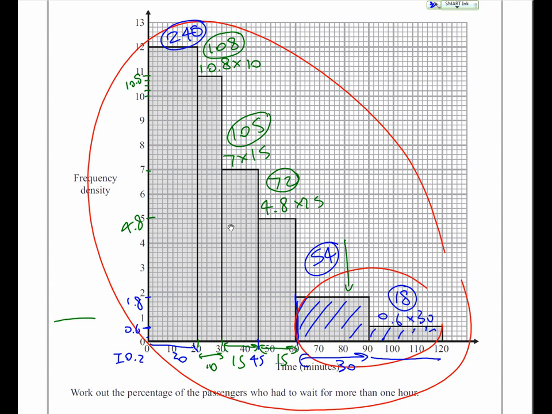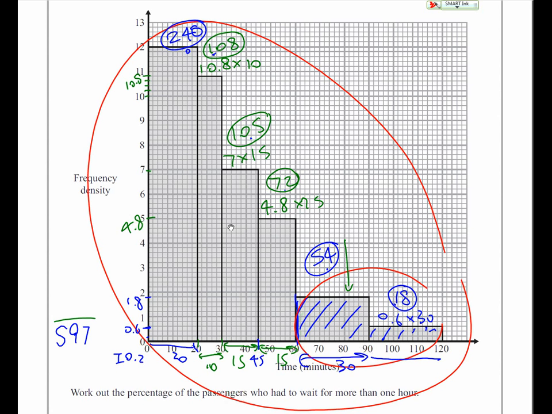So we're adding up for the total 240, 108, 105, 72, 54 and 18. If you do that on your calculator now, like I'm doing, you're going to get an answer of 597. What a strange number. Hope we've done that right.